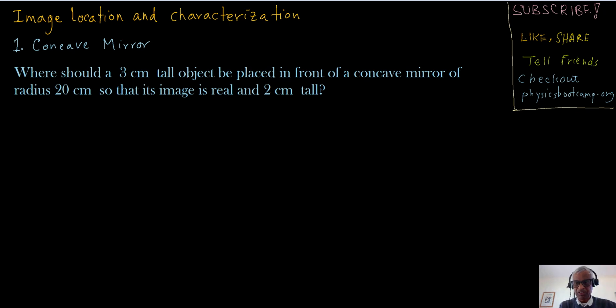From the previous video, you probably know already that if the object distance is P, the image distance is Q, and the radius of the mirror is R, then we have the relation 1 over P plus 1 over Q equals 1 over F, and F is defined as R over 2. Now, depending on the type of mirror, it may be plus or minus, okay? And this can also be plus or minus.